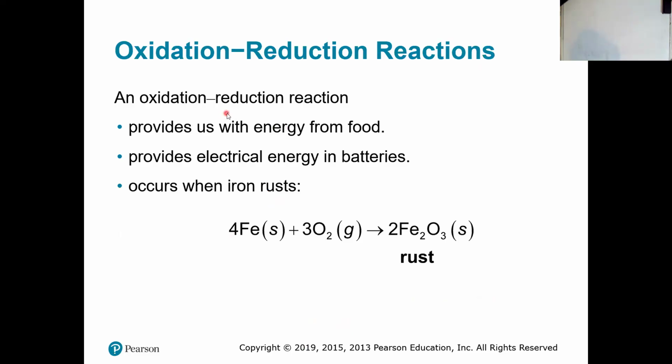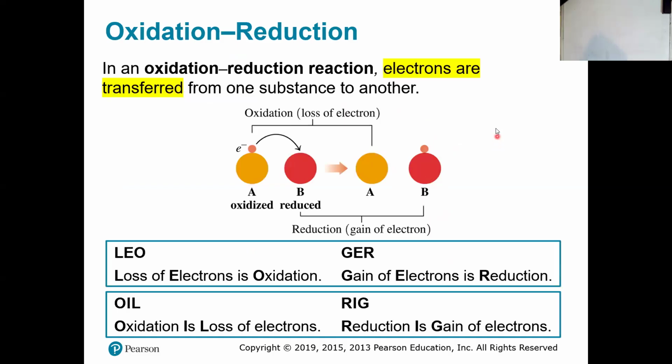Oxidation reduction reactions are a very good source of energy, and this is because oxidation reduction reactions require the transfer of electrons to occur. We see them very often in processes like this one when we have iron and oxygen combining to form rust. That's an example of an oxidation reduction reaction. A lot of the reactions that provide energy in the form of batteries are oxidation reduction reactions.